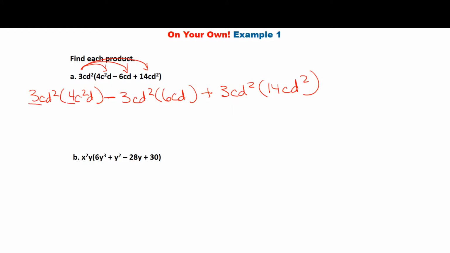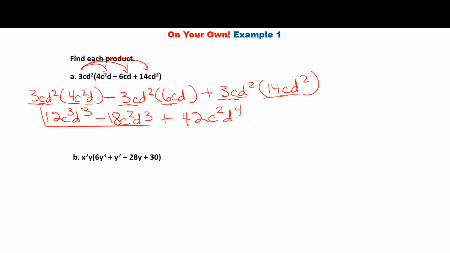All right, so now that we have all of that, we can just go ahead and get all of our terms together. 3 times 4 is 12. c and c squared is c to the third, and d squared and d is d to the third. Negative 3 times 6 is negative 18. We have c squared, and we have d to the third. Plus 3 times 14 is 42. And we have c and c, so that's c squared, and d squared and d squared, so that's d to the fourth. And there's your answer. Not very difficult. Hope you got that one.